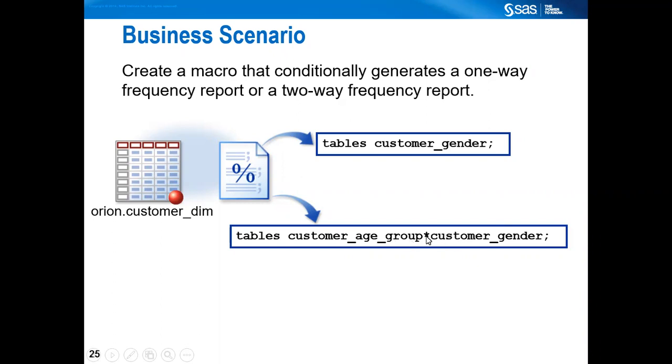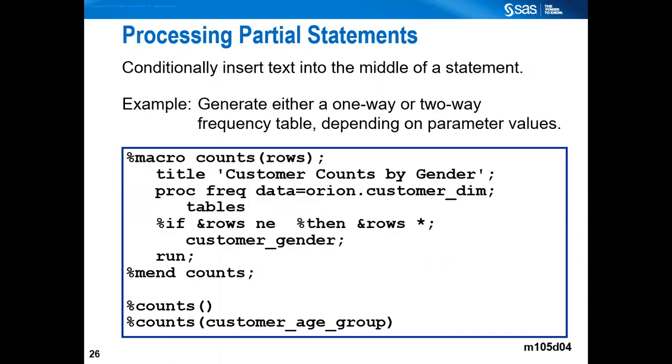So it's like you are having a row and a column type of presentation of your data to compare or to check the values for these two columns together. Correct? So this gives you a two-way report. We are going to use customer_dim as your input table to write a program to generate the one-way and two-way frequency reports. So let's see how we can automate this type of program with macro.